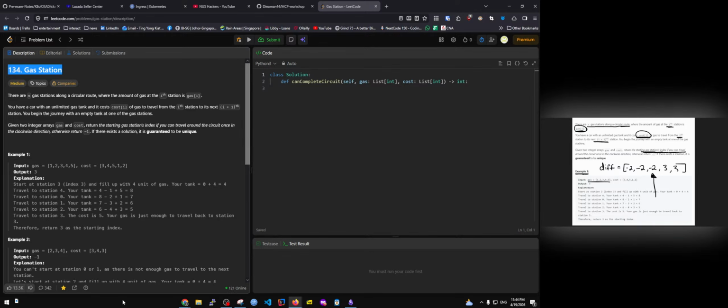And the first thing we're going to check in this problem is we're going to make sure that the sum of gas is greater than or equal to the sum of cost. In this case, both of the sums are exactly equal to each other, so we know that there exists a solution. We don't have to return -1. We know there's a solution to this problem.